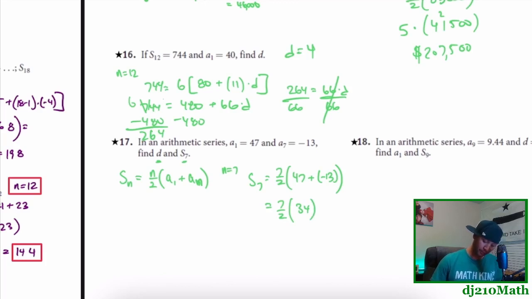So 7 halves times 34. Right, 47 minus 13 is 34. All right, and then 7 halves. So 34 divided by 2 times 7. 34 divided by 2 is 17. 17 times 7: 7 times 7 is 49, 7, 8, 9, 10, 11, so 119. So S sub 7 is equal to 119. All right, we're going to use that to figure out what d is.